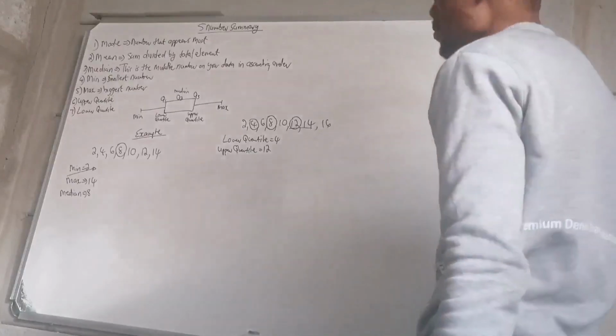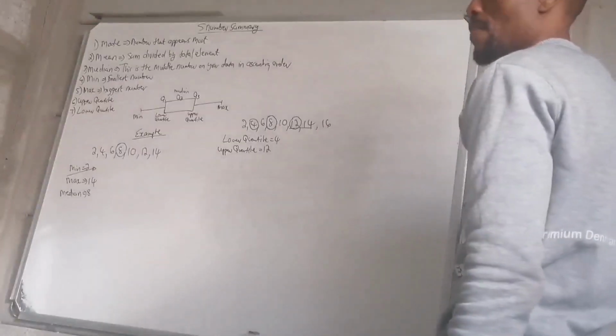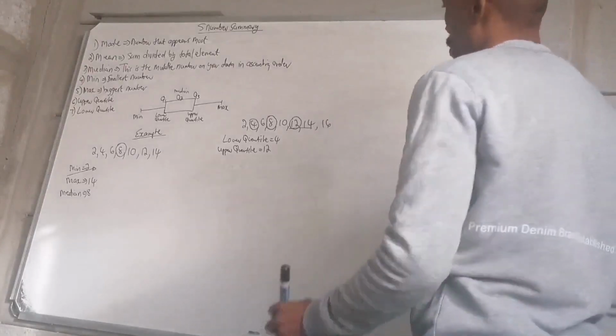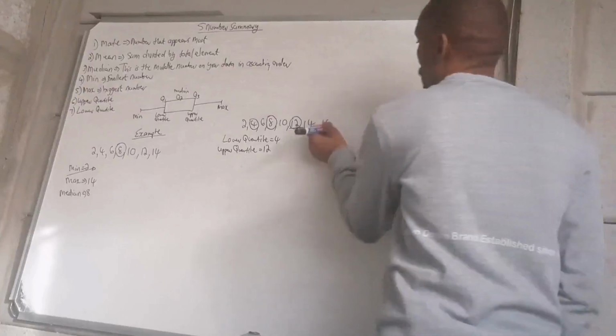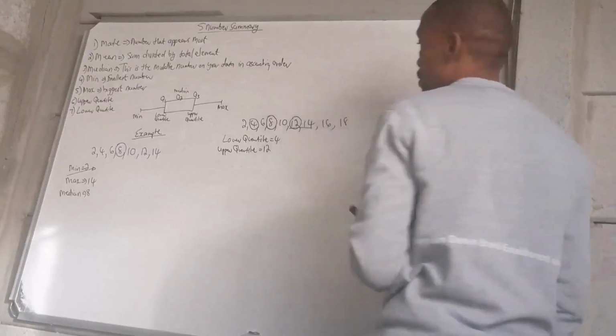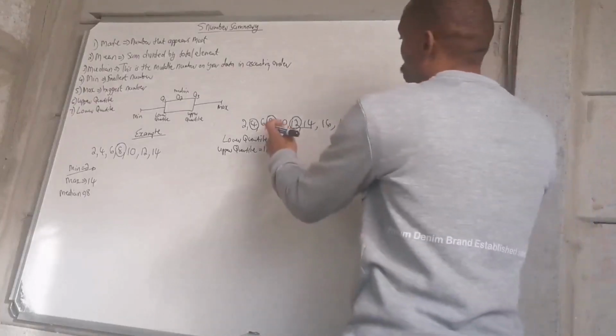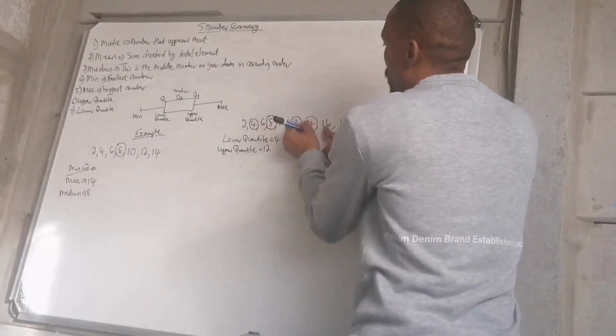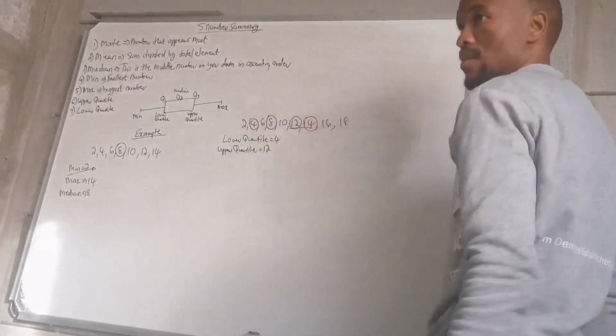We had 16, then 17, and then 18. Ordering them, you take the middle number of those, which is 14.